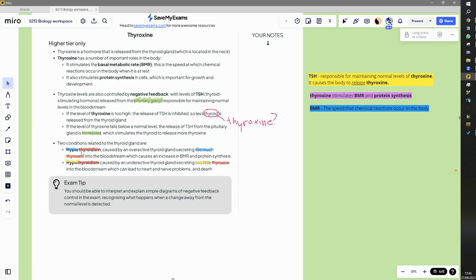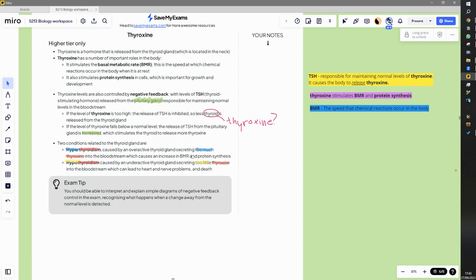And in this case, hyperthyroidism is when the thyroid gland is secreting, producing, giving out too much thyroxine into the bloodstream. And what would that do? Well, actually, fairly predictably, it increases the BMR and the protein synthesis. Well, of course it does, because it said earlier on that that's what thyroxine would do. And so if we had too much of it, it's going to increase that.